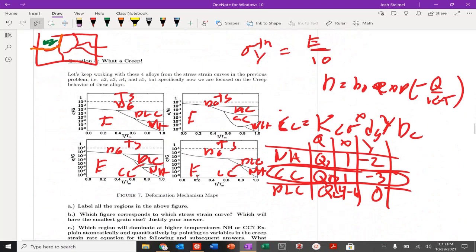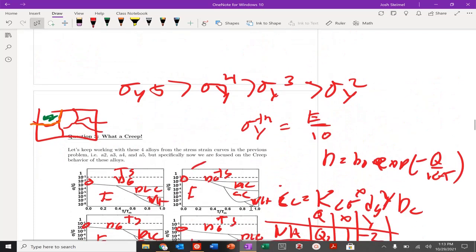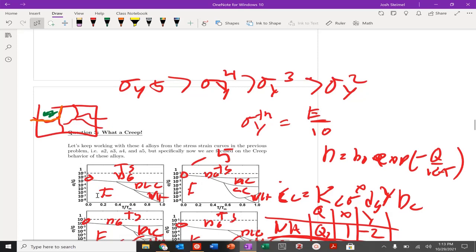So I know, looking at this value, this value, this value, and this value right here, that gives me my yield strength. So this must be 5. And then let's see which ones.